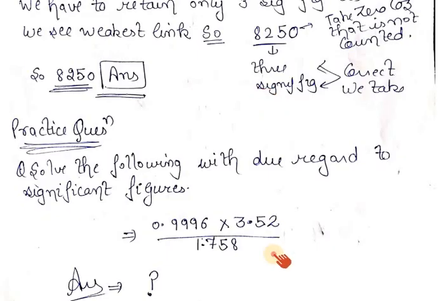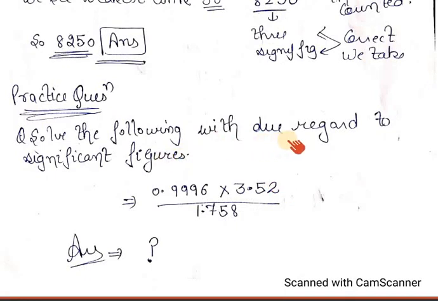It's a practice question for you. Solve the following with regards to significant figures. First of all, you will see there are three numbers here, right? 1 2 3. First of all, you have to multiply this normally by using mathematics, then divide it normally by using mathematics, right? Then apply the physics rules and give your answer up to the weakest limit, that means the minimum number of significant figures.